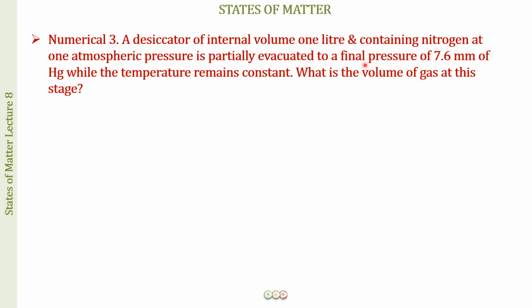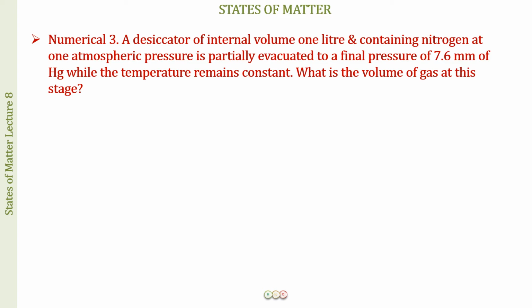It is not correct because one thing is constant, that the temperature remains constant. But what have we done over here is that we have partially evacuated the gas. This means that we have moved out some of the gas, nitrogen gas, from the desiccator. So the mass of the gas has changed. Okay, and after the mass of the gas has changed, we have some mass of the gas again in the desiccator, and this mass of gas is exerting a pressure of 7.6 mm of mercury.